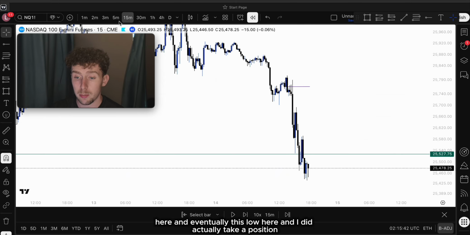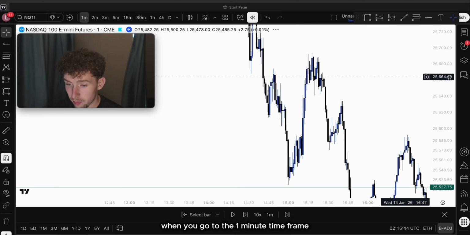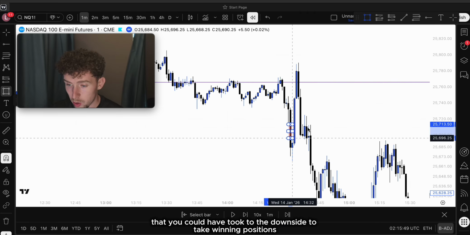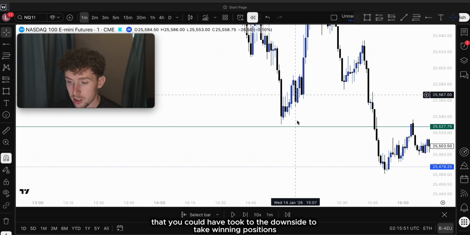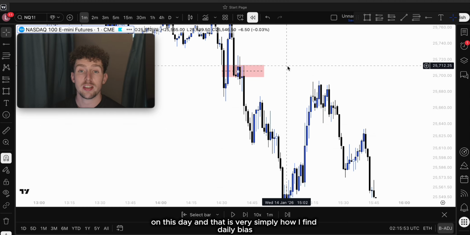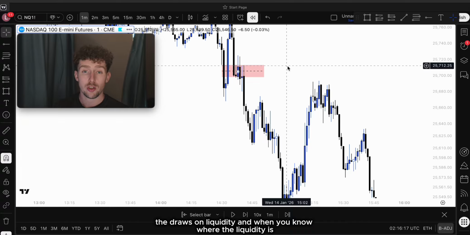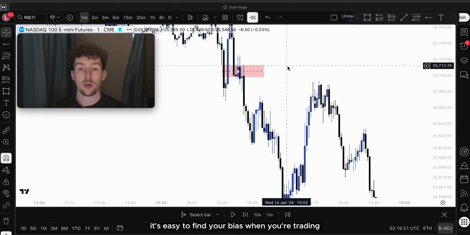And I did actually take a position. When you go to the 1 minute time frame, there was actually a trade right here, an inversion fair value gap that you could have took to the downside to take winning positions on this day. And that is very simply how I find daily bias, using and mixing the 15-minute and the 1 hour time frame. It's basically what you're doing on the lower time frame, except bring it to the higher time frame, find your draw on liquidity, use the inversion fair value gaps we've been using, and just get comfortable with finding draws on liquidity. And when you know where the liquidity is, it's easy to find your bias when you're trading.